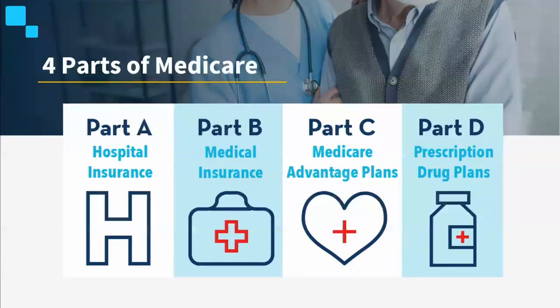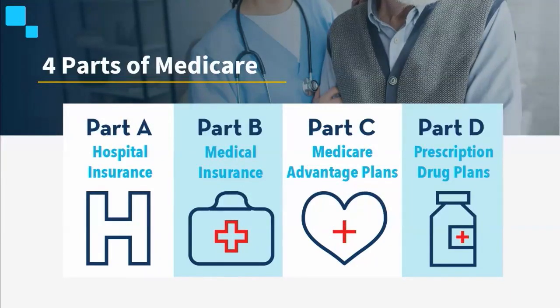Now, Part B is more of the medical insurance through Medicare. That's what you're paying currently. The Medicare premium on the base rate is about $184 right now. And Part D is prescription drugs, and that's a separate add-on that's going to help. There are different plans for that. I'm not going to get too specific into Medicare. That's a whole other webinar.